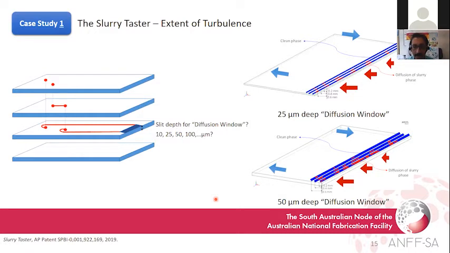The simulation results at the right side here show the extent of turbulency for 50 and 25 micrometer deep extraction windows. As you can see, for the 25 micrometer deep extraction window, the turbulency breaks at 600 micrometers from the slit opening. So simulation is used to predict the shielding effect of the slit against the external turbulency and find the point at which we can break the turbulency and stop it from penetrating through the diffusion window.